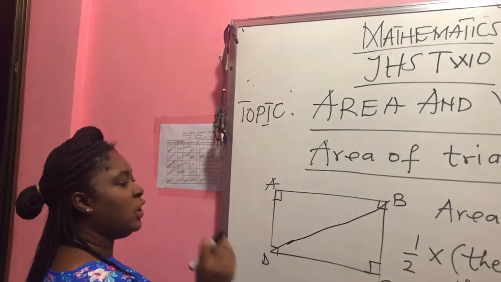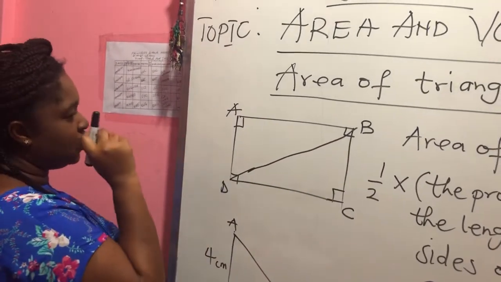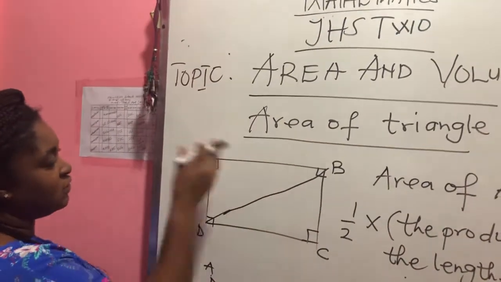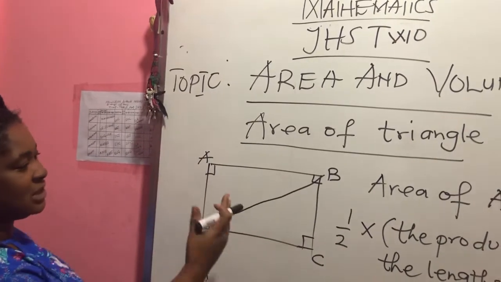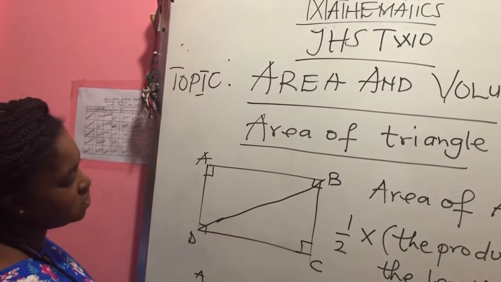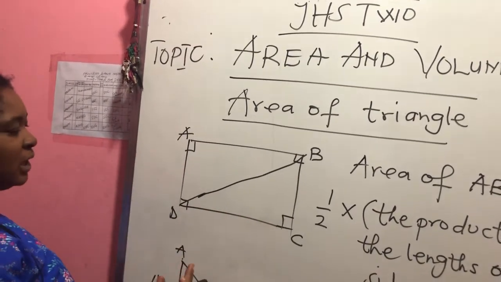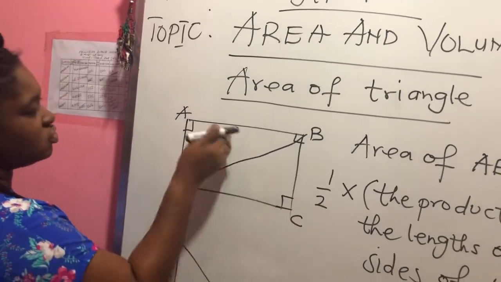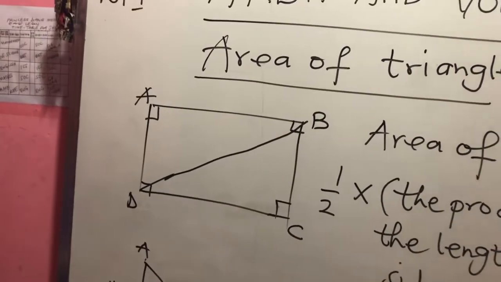Into two equal parts. This part is one right angle triangle of the rectangle, and the second one is the second right angled triangle of the rectangle. So the first right angle triangle is triangle ABD, and the second one is triangle BDC. So two right angles in here forming a rectangle.